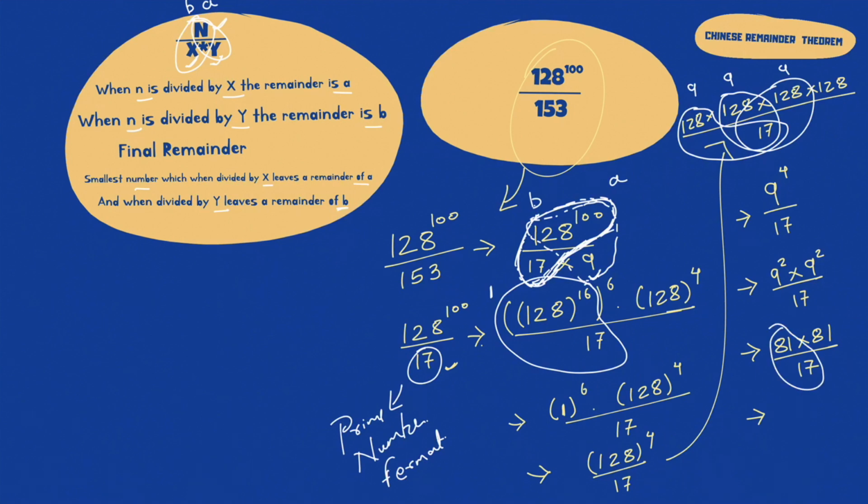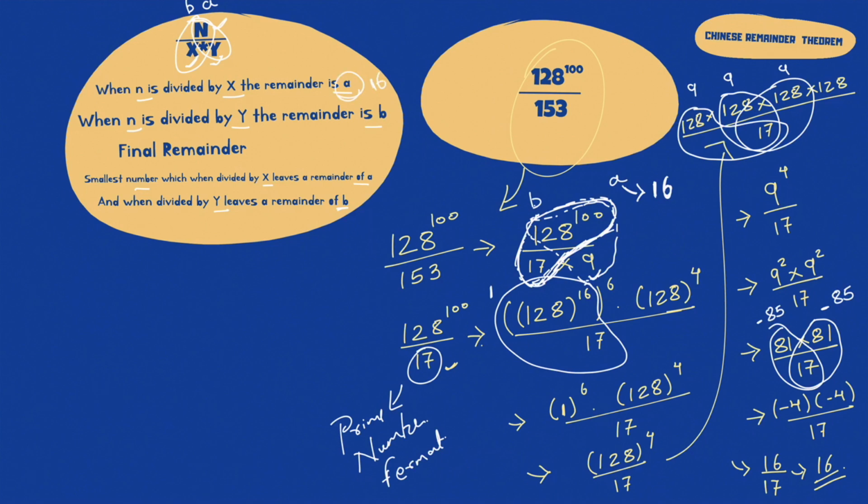Now I could compute 81 square and solve, but I'll solve this by negative remainder. 17 multiples go beyond 81: 85. What is 81 minus 85? Minus 4, so it is minus 4 into minus 4, which is 16, divided by 17. So my answer for this is 16. So I get my a. What is my a right now? My a is nothing but 16, and my x is 17. My n is 128 raised to 100. Just remember how everything fits there. So my a is 16.